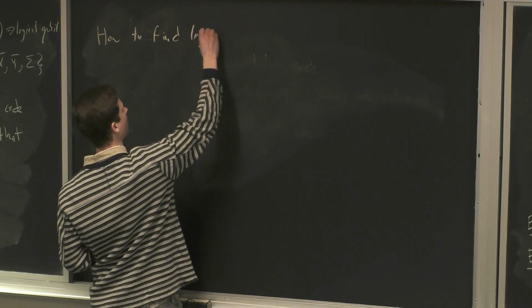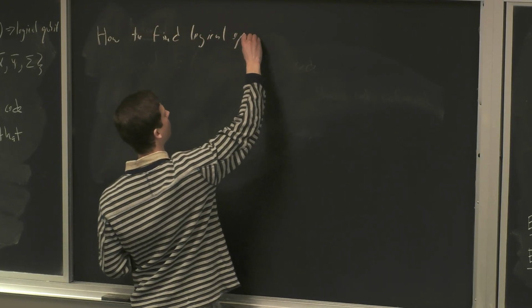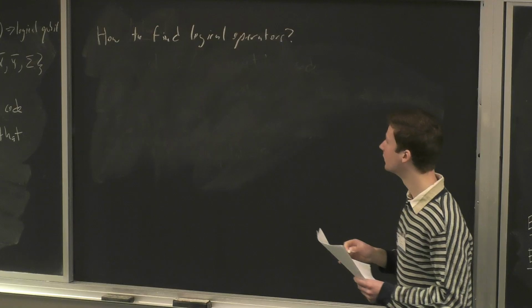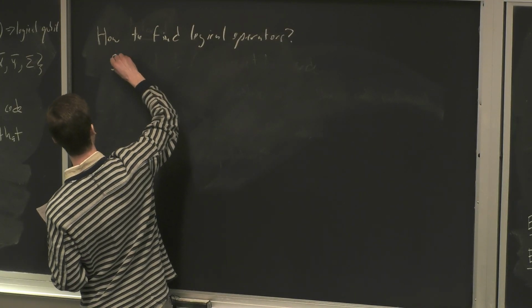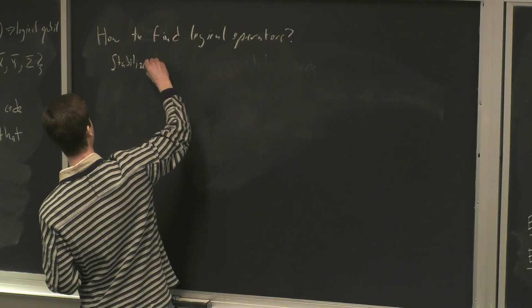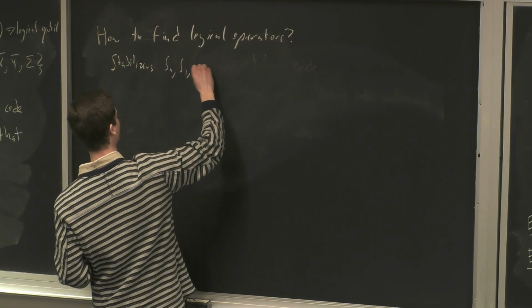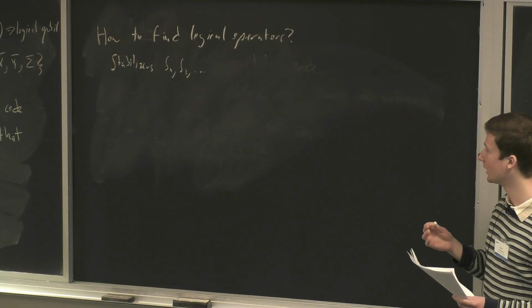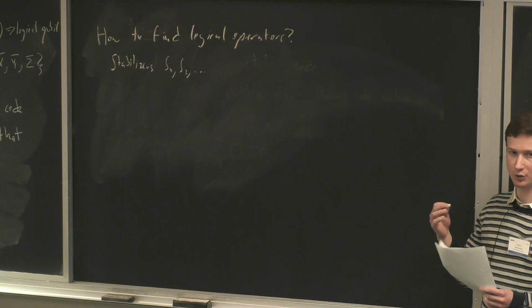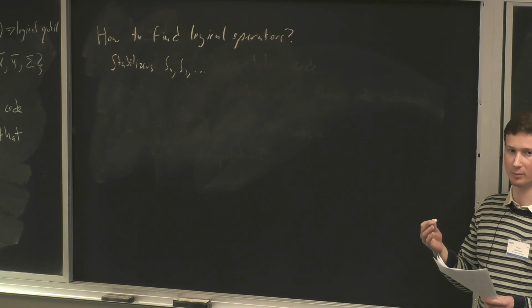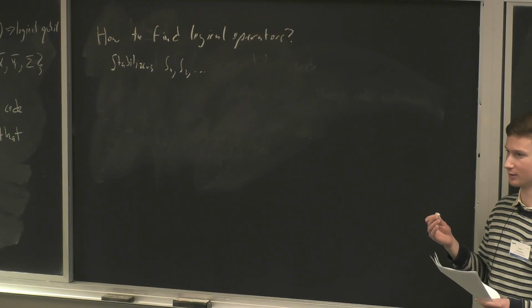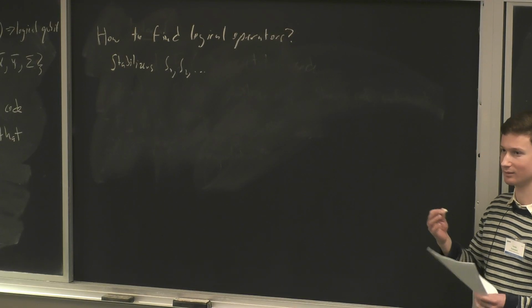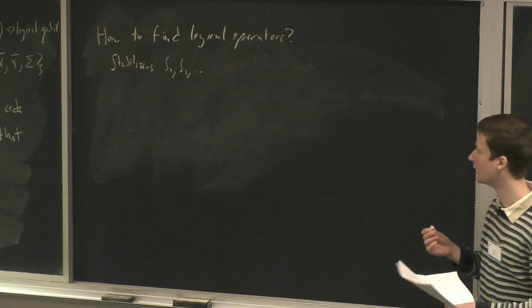Okay, so how do we find logical operators? Let's say we're given some stabilizers, S1, S2, and so on. I'll draw visually our process for finding logical operators. Essentially what we're going to do is find them one by one. We're going to repeatedly find an operator that commutes with all the stabilizers. We'll call that a logical X. We'll then find something that anti-commutes with it, call that logical Z, and then just repeat.